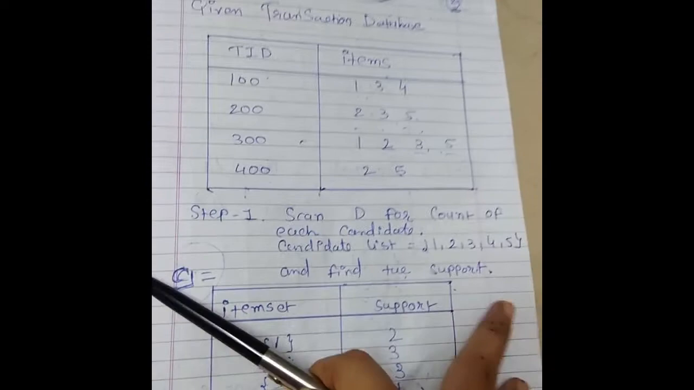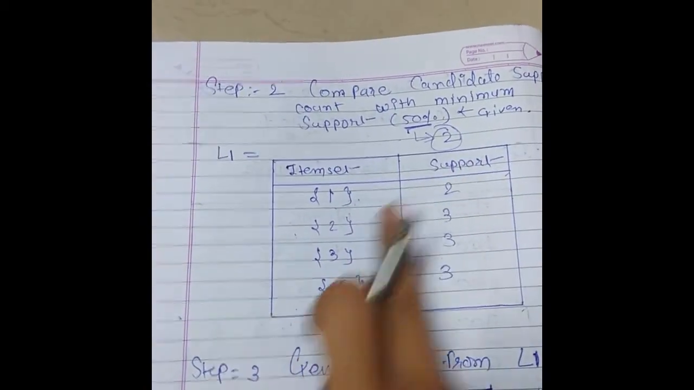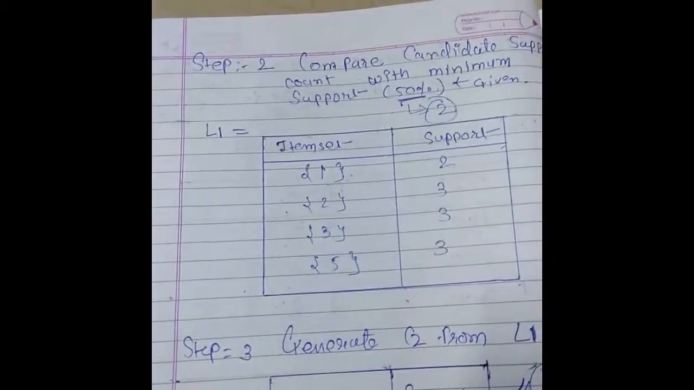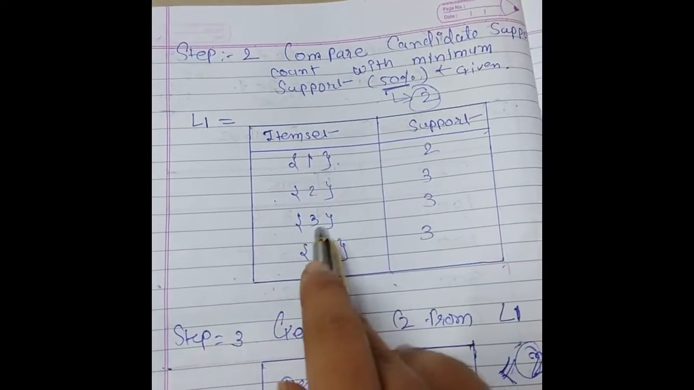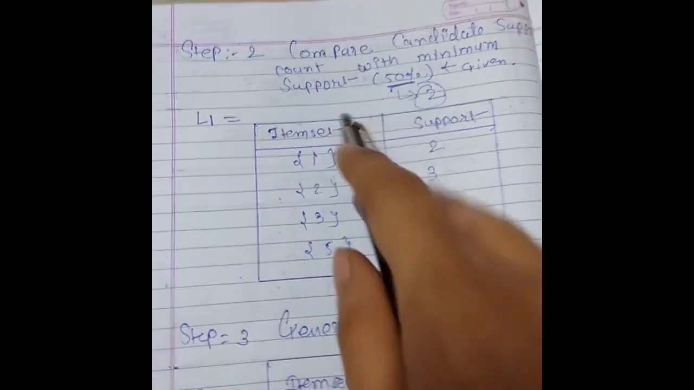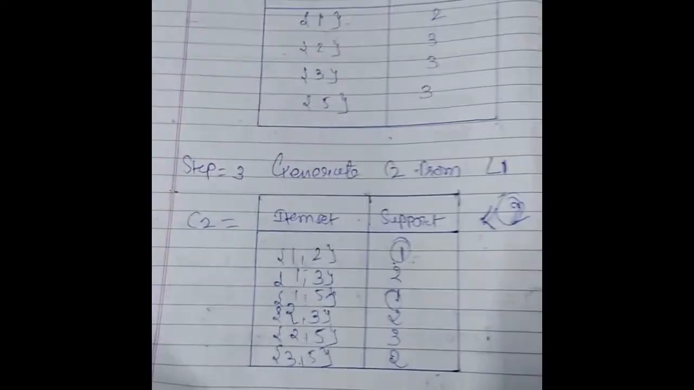Now from C1 we'll generate L1. For that we'll compare the support of each item set with the minimum support and discard those items whose support is less than 2. So we'll discard 4, and the remaining item sets are 1, 2, 3, 5 with their supports.